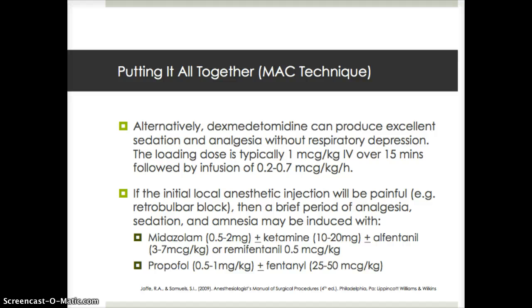If the initial local anesthetic injection will be painful, such as for a retrobulbar block, then a brief period of analgesia, sedation, and amnesia may be induced with midazolam, with or without ketamine, with or without alfentanil or remifentanil. Propofol with or without fentanyl can also be used.